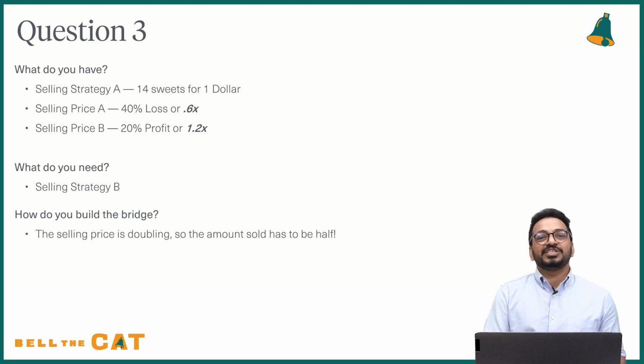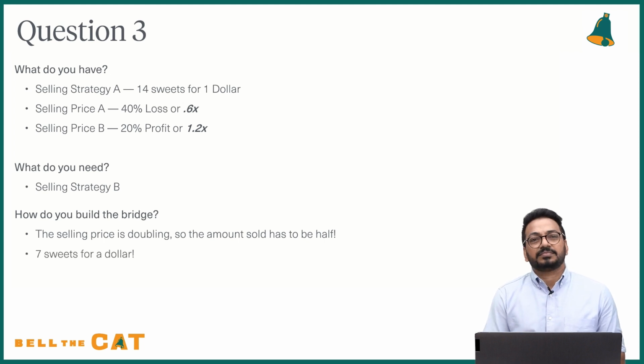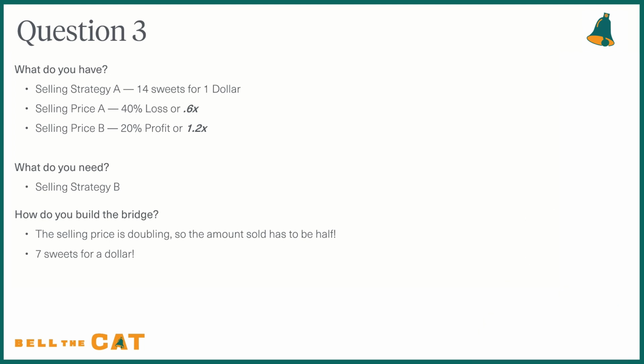He was selling 14 sweets for $1 earlier. If the selling price is doubling, how much for $1? 7 sweets, right? Not writing equations, not doing anything, just logically thinking through. Selling price is doubled means quantity you will get will become half.